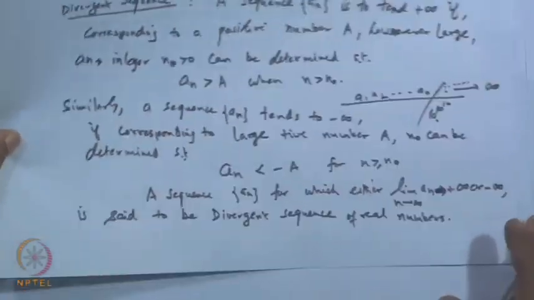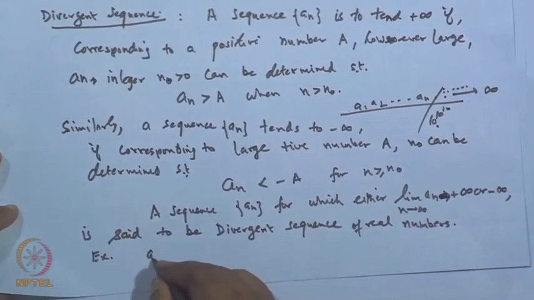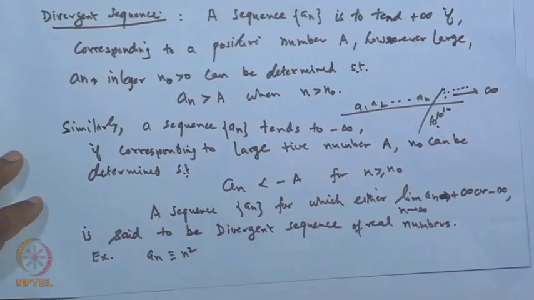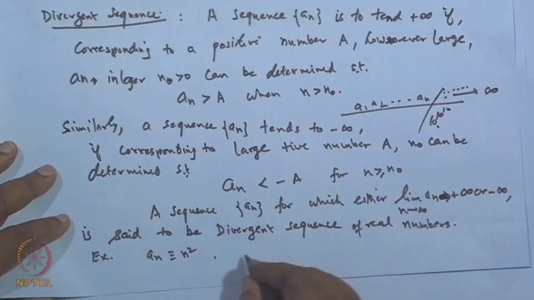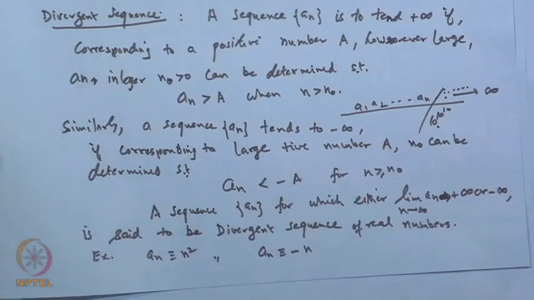Okay. For example, suppose I take a_n, the sequence, say n square; this will diverge. Similarly, other sequences you can say will diverge to plus infinity. If I take a_n equivalent to say minus n, it will diverge to minus infinity, like this and so on. Okay. Then oscillating sequence.